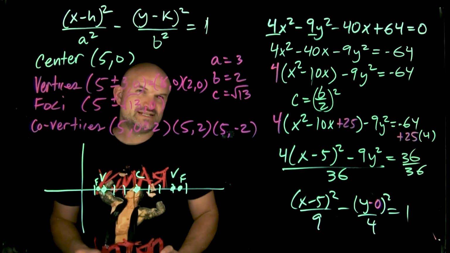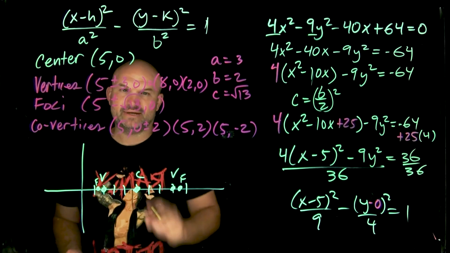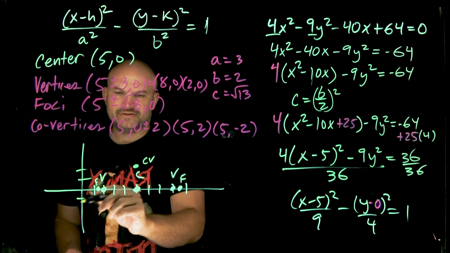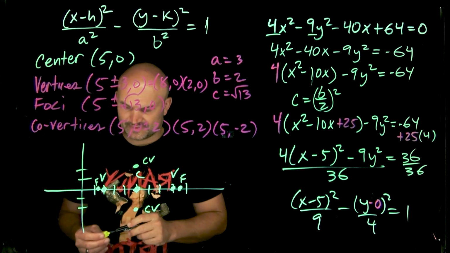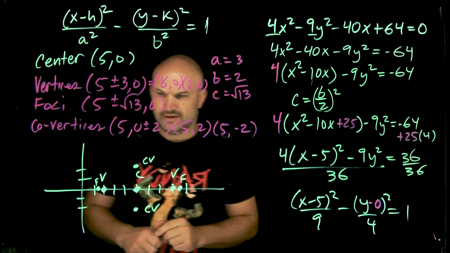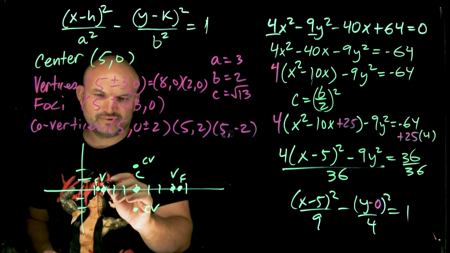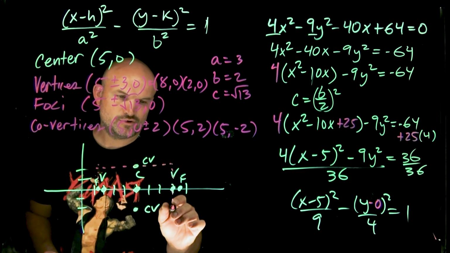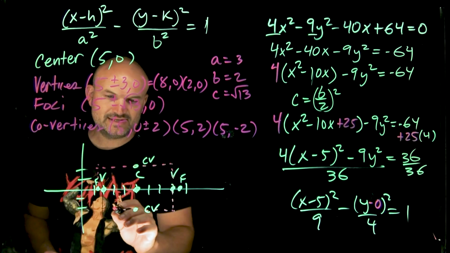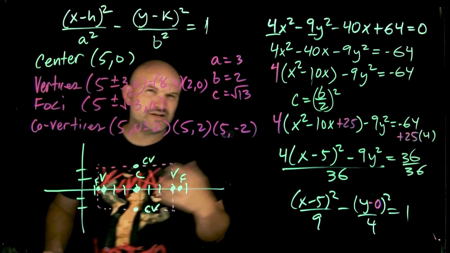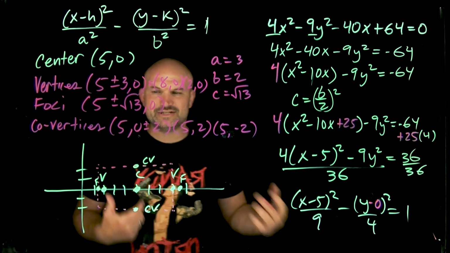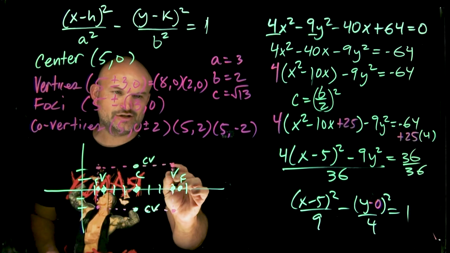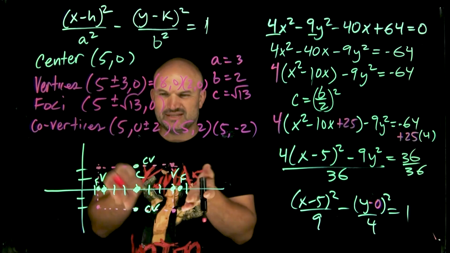But let's get our co-vertices so we can identify where the asymptotes are going to be. So that's going to be 5, 2 and 5, negative 2. Okay, so now what I'm going to do is create a box from my vertices and my co-vertices. The reason I do that is to help me identify my asymptotes. I could find the equation of the asymptotes, but unless you need to know them, I wouldn't worry about trying to find the linear equation. If you just want to graph it, just use this box.